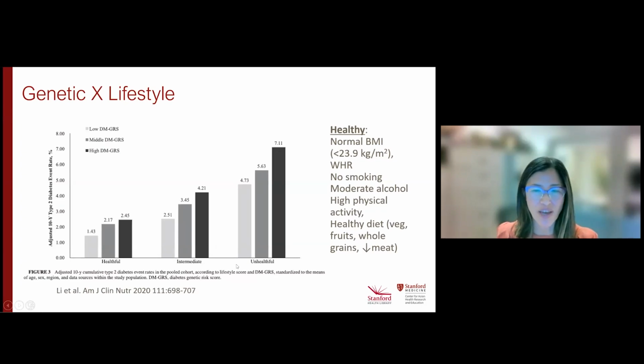You can see that if you have an unhealthful diet, you're at higher risk all around, regardless of your genetic risk. But if you have a healthful diet, you can moderate this risk. So I do think that with your lifestyle, you have a lot of control in affecting how genetics plays out. Obviously, genetics does have a role as well. In this particular study, healthy was defined as having a BMI below 24, having a healthful diet, and high physical activity.